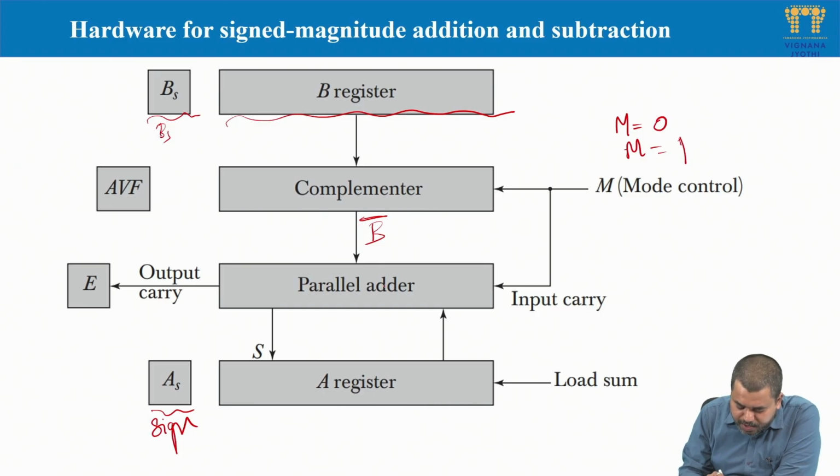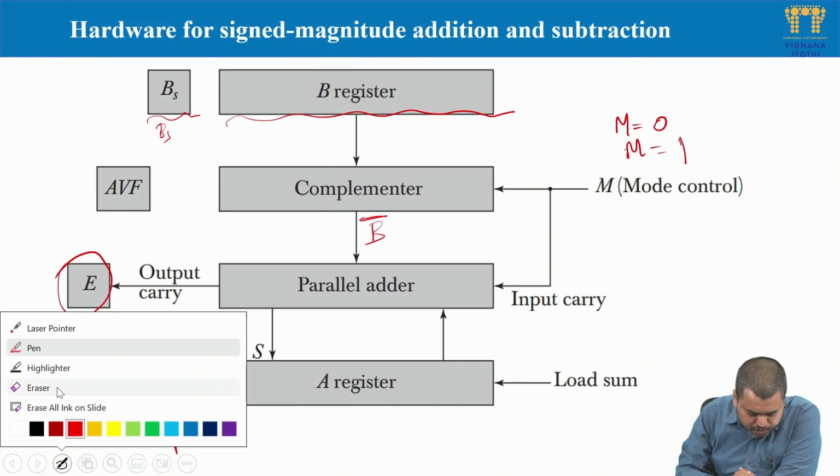You know this, see here, this parallel adder is able to add. One input to this parallel adder is the content of the A register, another input to this parallel adder is the output of the complementer, and the result of this parallel adder is stored in the S. Similarly, the sum result is stored in the A register. Similarly, the carry is stored in the E. Now see here, you need to understand how this hardware works.